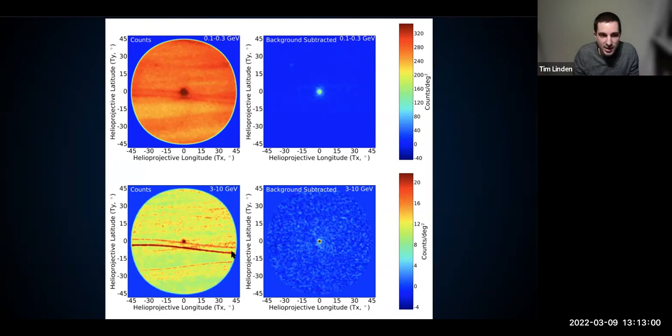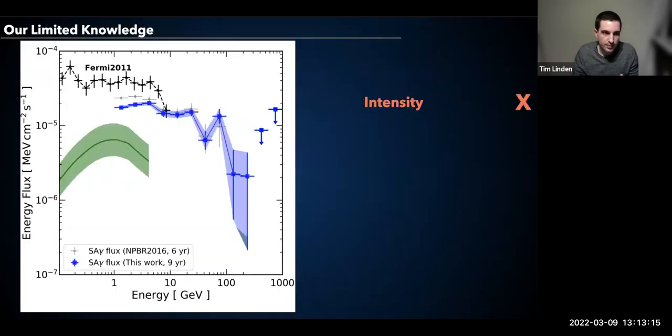Here's the full sky. These streaks are really bright point sources. This is, I think, actually the Crab Nebula moving past the sun. And then you background subtract it and it goes away entirely. Now we did this and we found that everything we knew was wrong.